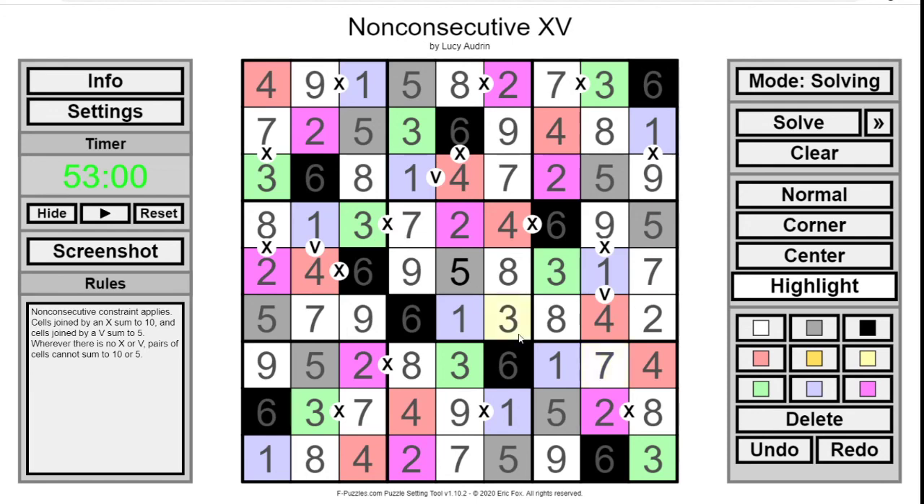I missed a 3 somehow. What a terrible, terrible mistake. Anyways, enough screwing around. It's the end of this puzzle.